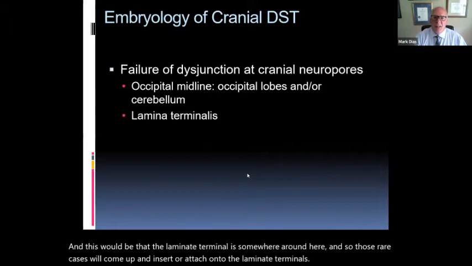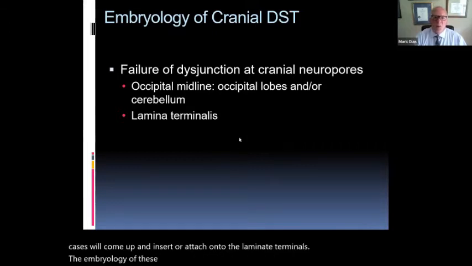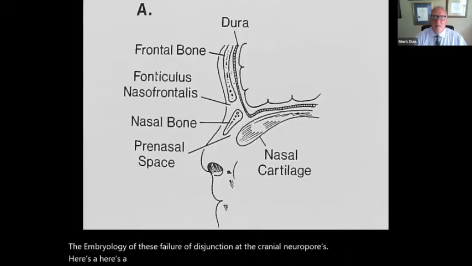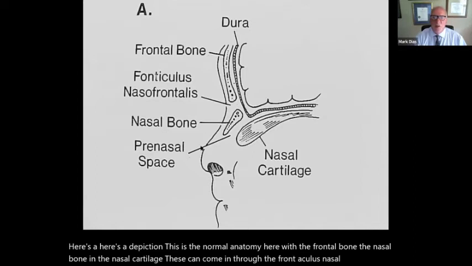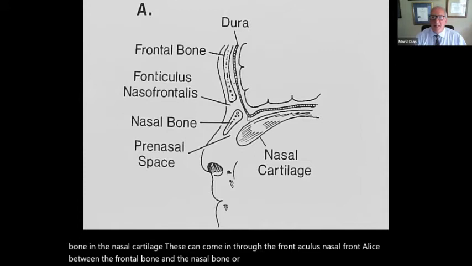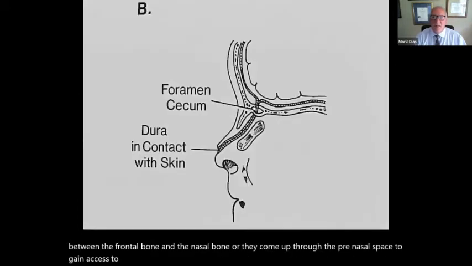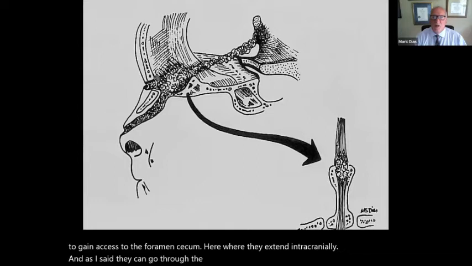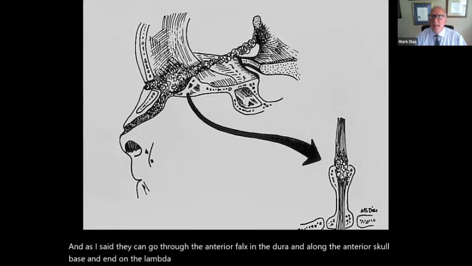The embryology of these, failure of disjunction at the cranial neuropores. Here's a depiction. This is the normal anatomy here with the frontal bone, the nasal bone, and the nasal cartilage. These can come in through the fonticulus nasofrontalis between the frontal bone and the nasal bone, or they come up through the prenasal space to gain access to the foramen cecum here, where they extend intracranially. And as I said, they can go through the anterior falx in the dura and along the anterior skull base and end on the lamina terminalis, which stretches between the anterior commissure and the optic chiasm.